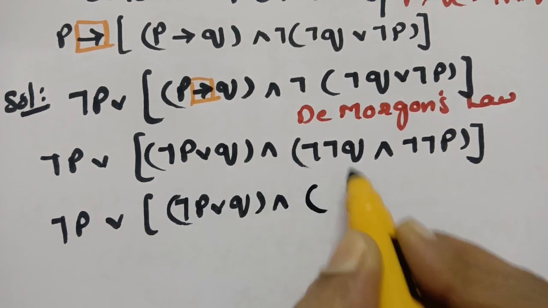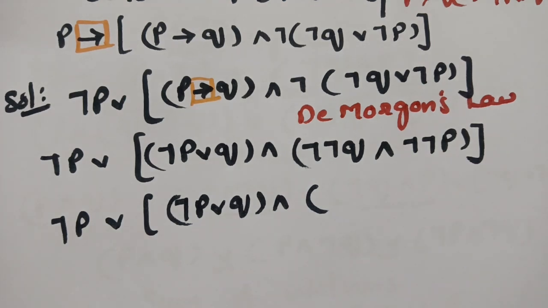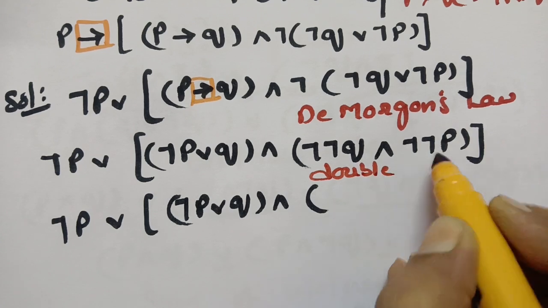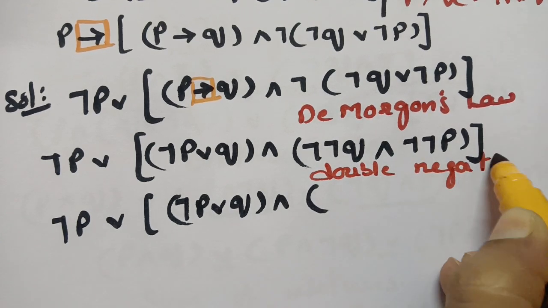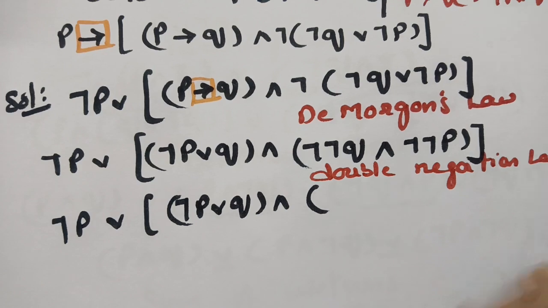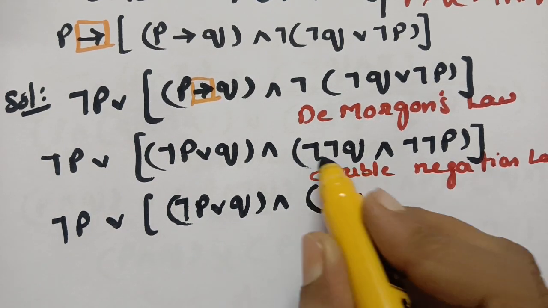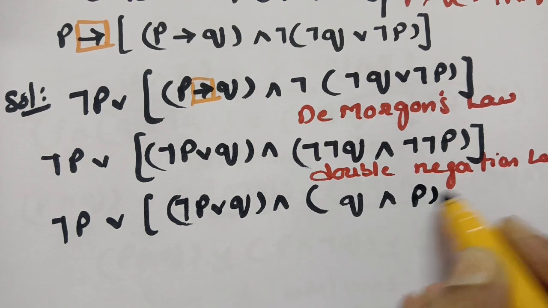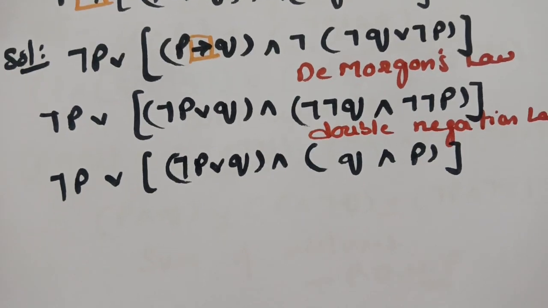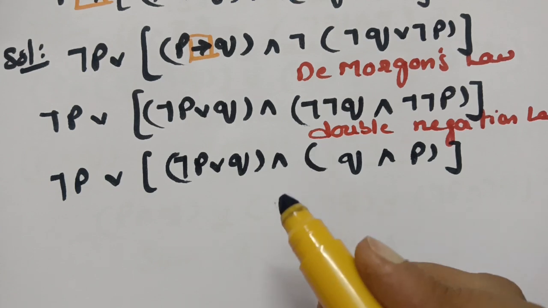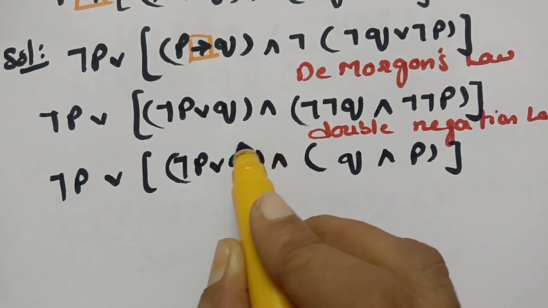Same I am copying. So this is double negation law. According to our double negation law, minus into minus is positive. So this will be negation, negation, negation into negation, so this will be P and Q. Clear? And the next thing here is I'm going to use this distribution law. So clear? I'm going to use this distribution law for these two.